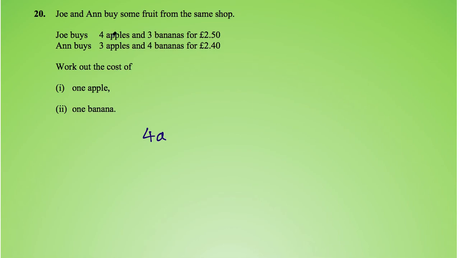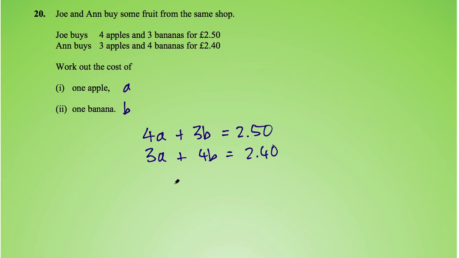one of the variables. So if the cost of an apple is A and the cost of a banana is B, we've got 4 costs of the apple plus 3 costs of the banana equals £2.50, and 3 cost of apple plus 4 cost of banana is £2.40. In order to eliminate one of these, we need to have either the same number of A's or the same number of B's. I'm going to make it the same number of A's, so I'm going to find the lowest common multiple of 4 and 3, which is 12, and I'm going to adapt this first equation by multiplying it by 3, so that I get 12A plus 3 times 3 is 9B, and 3 times £2.50 is £7.50.